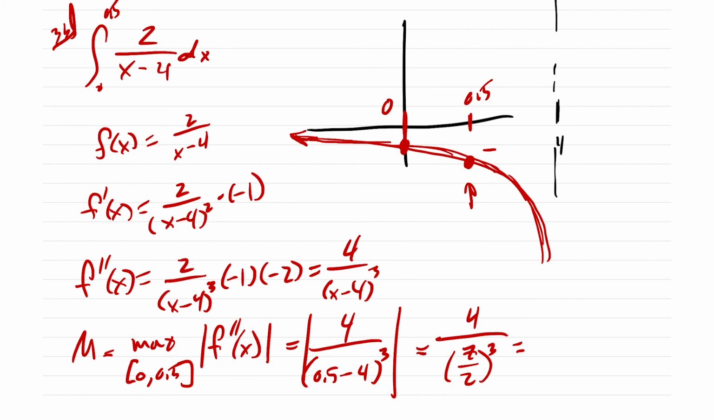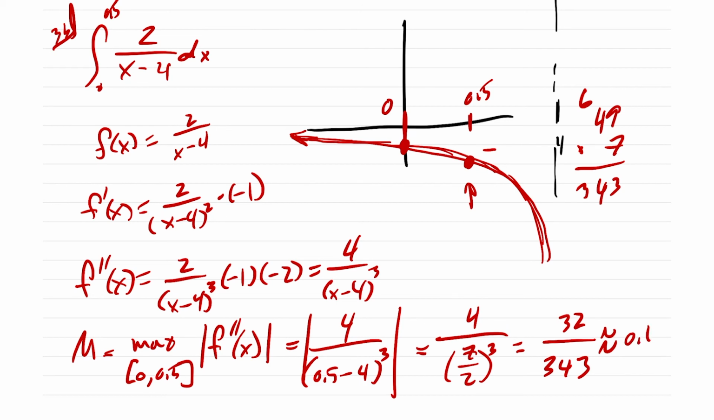And so that's going to give us 8 on the bottom, times 4, which gives us 32, divided by 49 times 7. That's going to be 343. Yeah, that number seems roughly right. And you can see this is going to be a little bit less than 0.1. So that's actually not too bad.